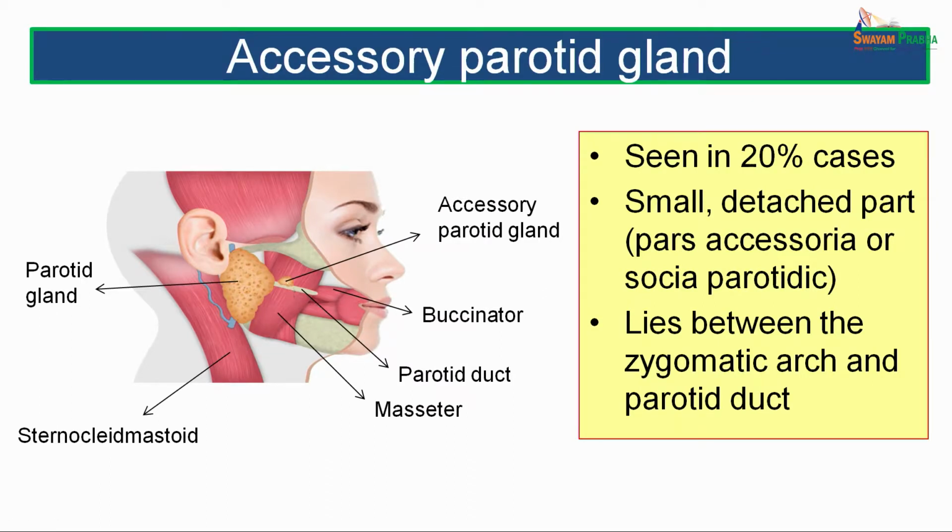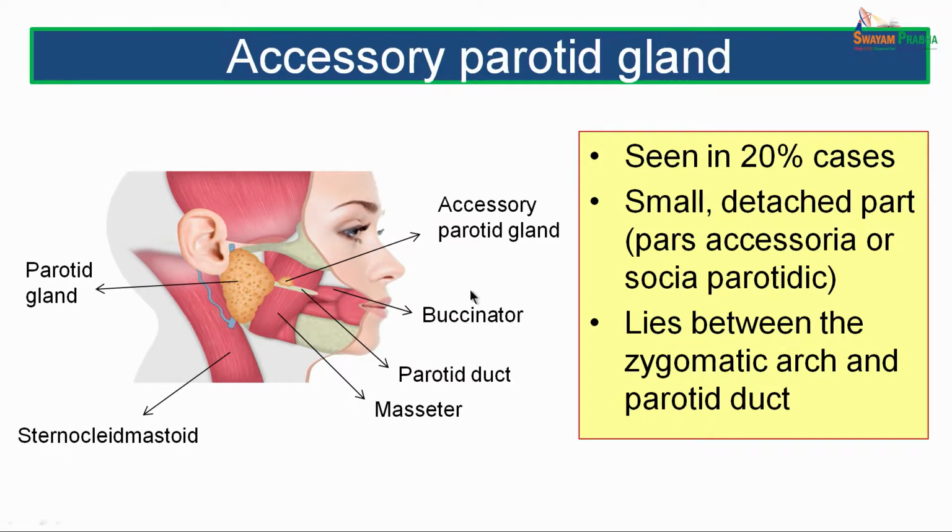Accessory parotid gland. Accessory parotid gland is seen in 20% of cases. This is nothing but a small detached part of the gland, also known as the pars accessoria or the fascia parotidis. When present, this accessory parotid gland or glandular tissue lies between the zygomatic arch and the parotid duct.